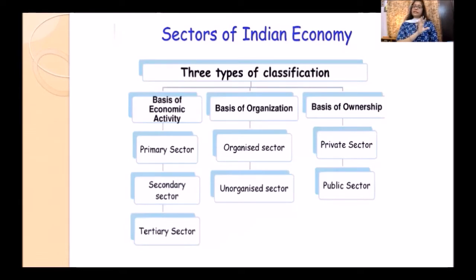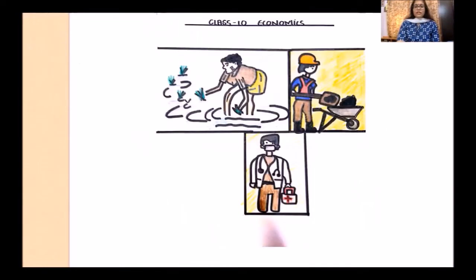Number one, on the basis of economic activity. Number two, on the basis of their organization. And number three, on the basis of their ownership. Economic activity means how you're going to conduct the activity. On that basis, we have the primary, secondary, and tertiary sector, which we had just seen in the previous picture of how the persons over here are indulging in their work.